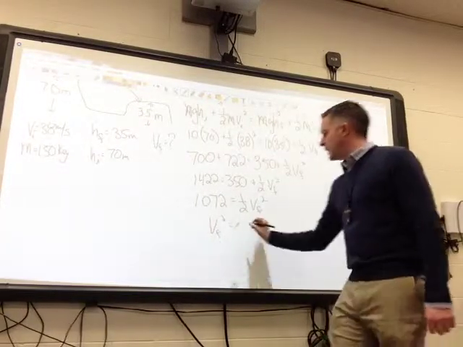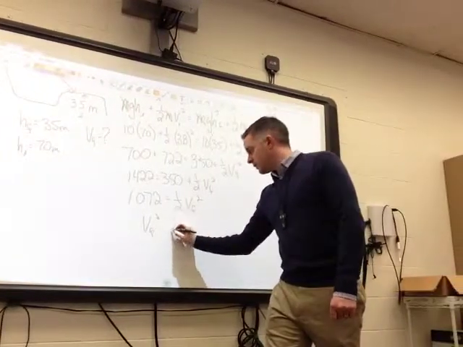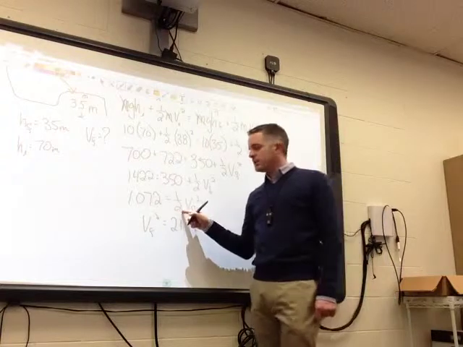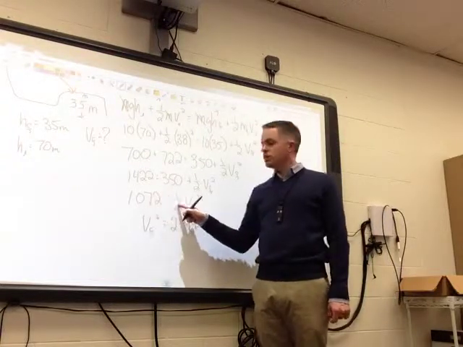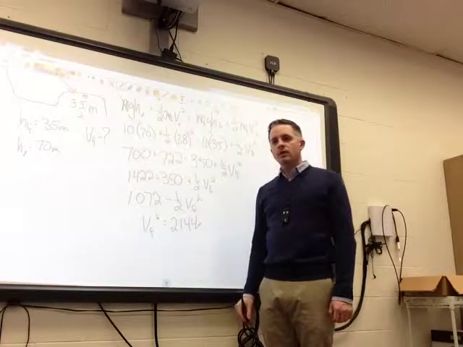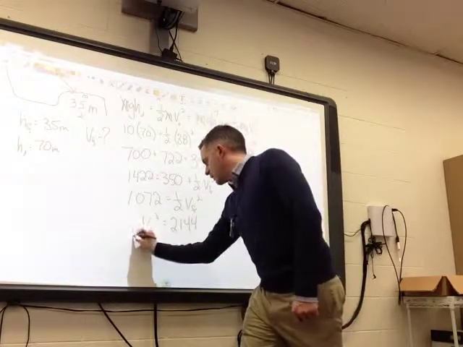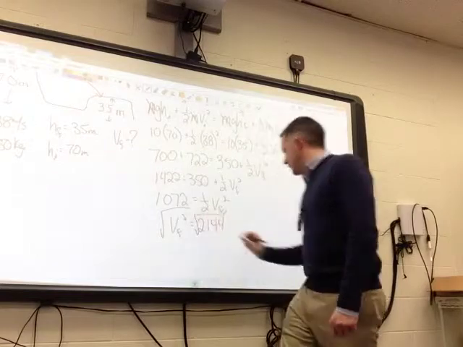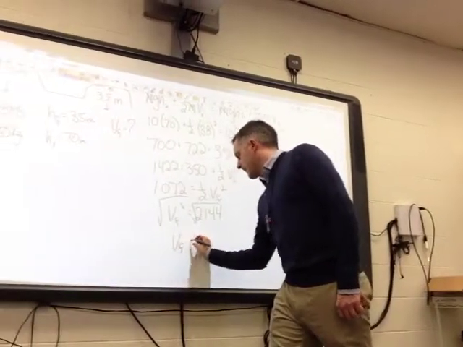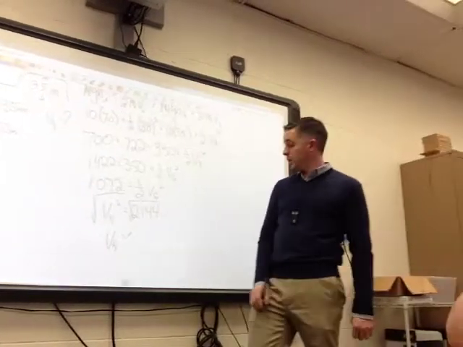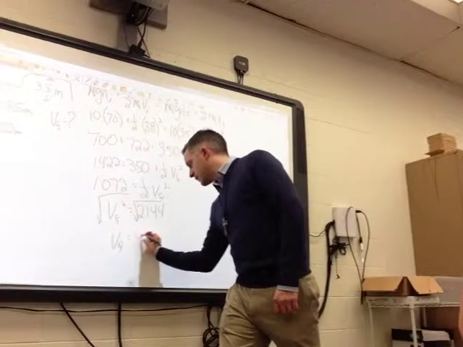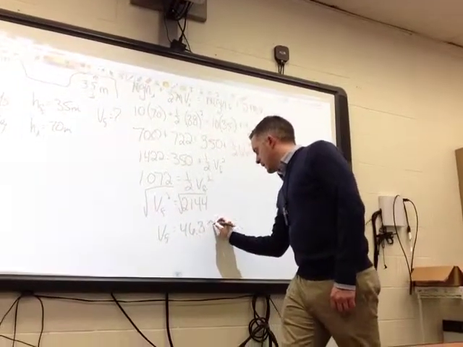So if we double that, we get 2144. Does that sound about right? If I take this 1/2, multiply both sides by 2 to get rid of this half, we should get 2144, right? Okay, and then to find out what v sub f is, we need to take the square root of that. Square root of 2144 is 46.3. And that's meters per second.